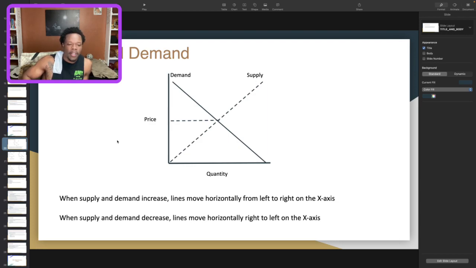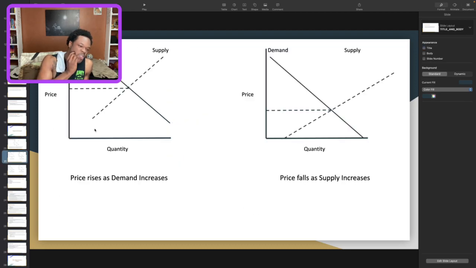Basically, when supply and demand increase, the lines on this chart here will move horizontally from left to right on the axis, versus when they decrease, instead of going left to right, it goes right to left. So going into what it would look like, if demand increases, then so will the prices. And the opposite will happen if supply increases, then the price falls.